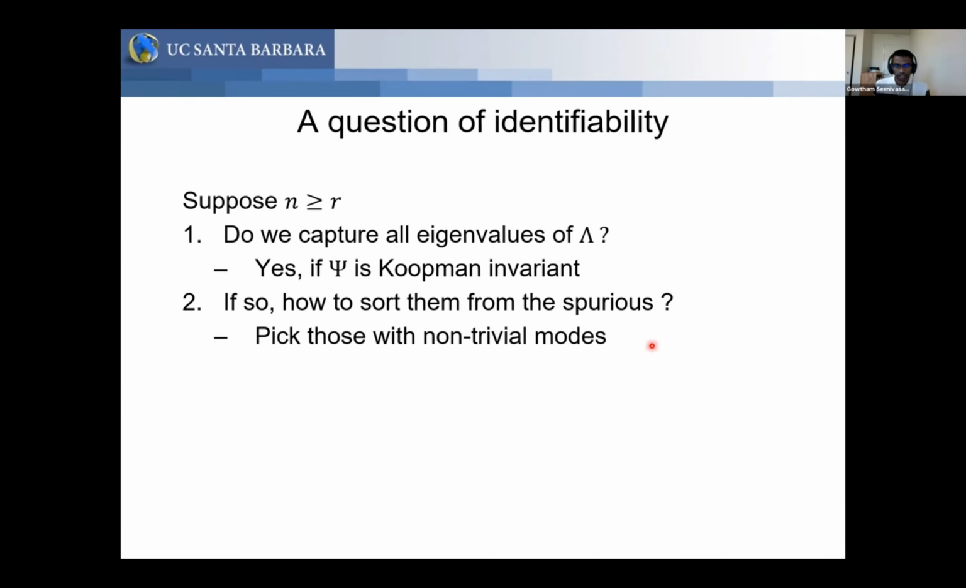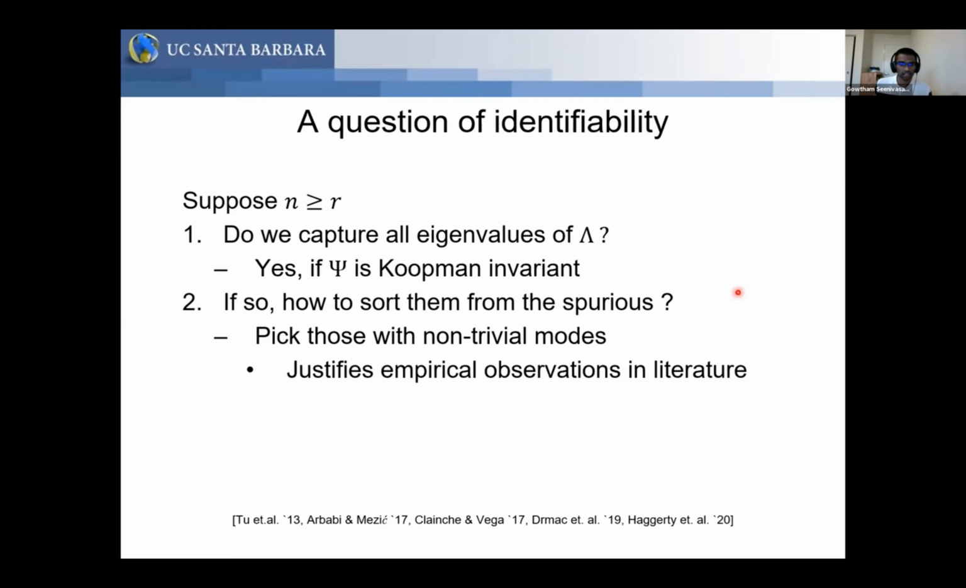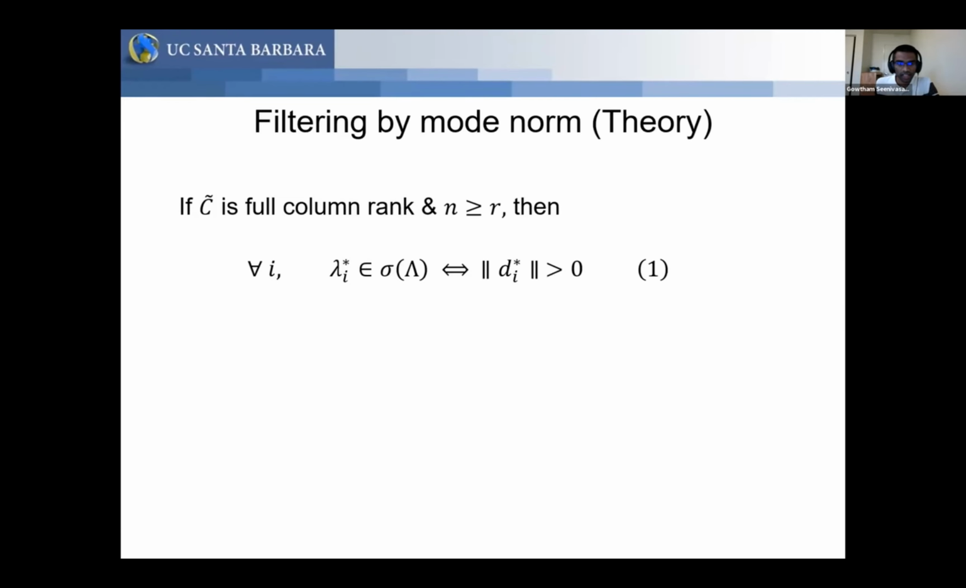Now, this criterion is not something new. It's been observed and used a lot in literature, and these are just some references. Our contribution is to provide a rigorous proof for this in the finite dimension setting. More specifically, what we show is that if the matrix of coefficients has full column rank and our observers, and we have enough, and the model has enough capacity to represent the true system, then a DMD eigenvalue is a true Koopman eigenvalue if and only if the norm of the corresponding DMD mode is non-zero.